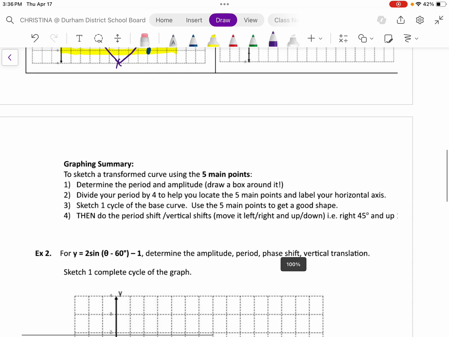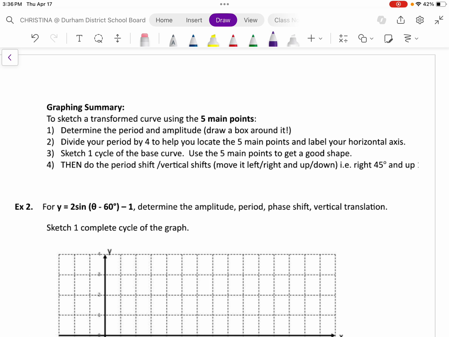So here's the graphing summary. To sketch a transformed graph using the 5 main points, draw your period and amplitude with a box around it. Divide your period by 4, so you can locate your 5 main points. Label your horizontal axis. You're going to sketch 1 cycle of the base curve. I just put the dots in, use the 5 main points to get a good shape, and then you're going to do the period shift, vertical shift, move it left, right, or up, down.